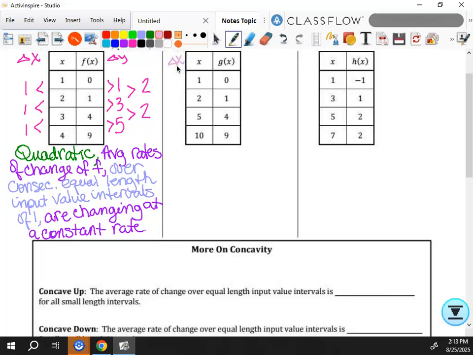change in x. It's going to be 1, 3, 5. Okay, so that doesn't mean I can't do anything. That just means I don't have consecutive equal length input value intervals, so I'm going to have to actually find the rate of change for these. But I'm going to go ahead and do my change in y's here. So give me 1, 3, and 5.